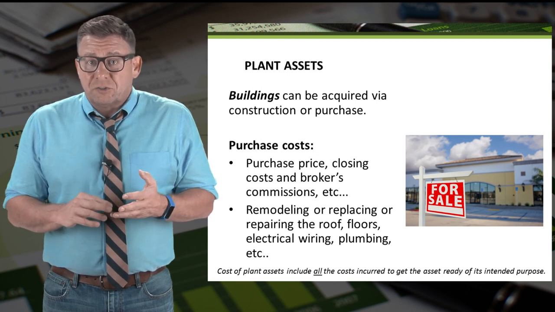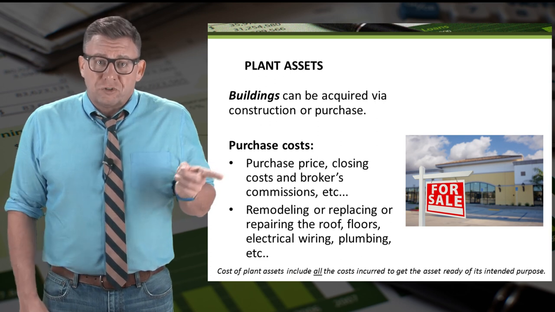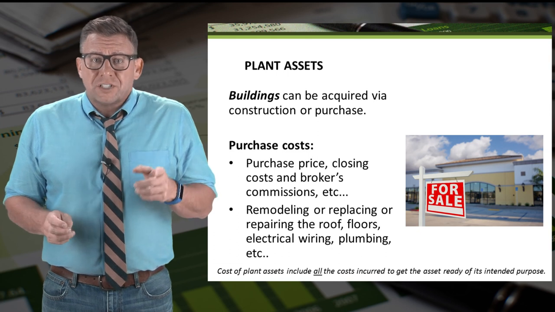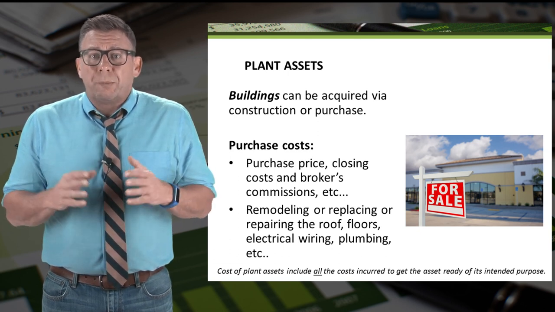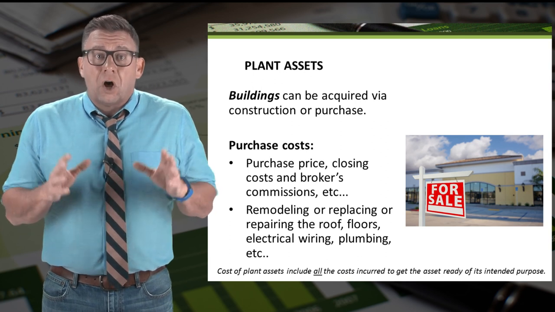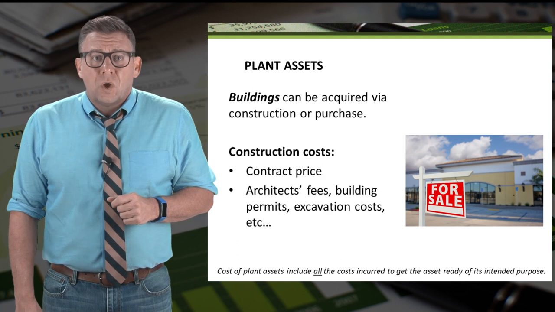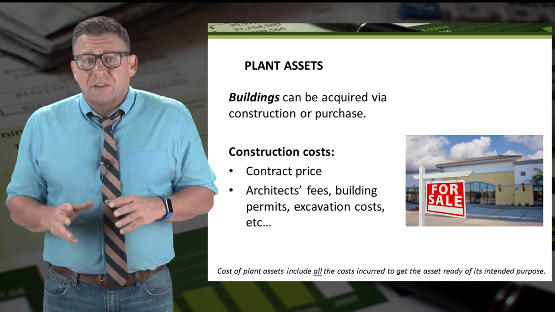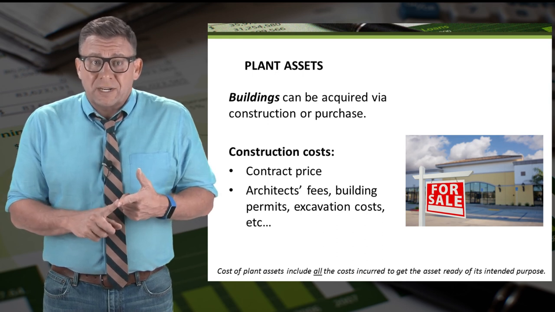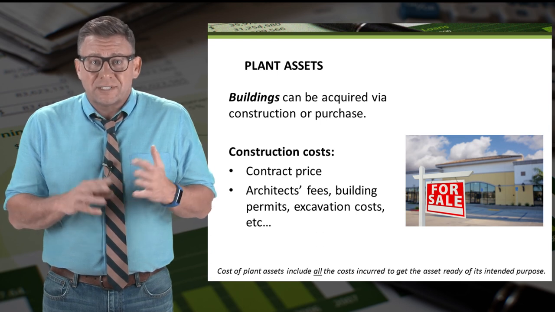When an existing building is purchased, the following are typical costs: purchase price, including closing costs and brokerage commissions. Also, any remodeling or repairing of roof, floor, electrical, wiring, plumbing, etc. All of these costs are debited to the building account. When a new building is constructed, the following are typical costs incurred: contract purchase price, architectural fees, any permits or excavation costs, etc.